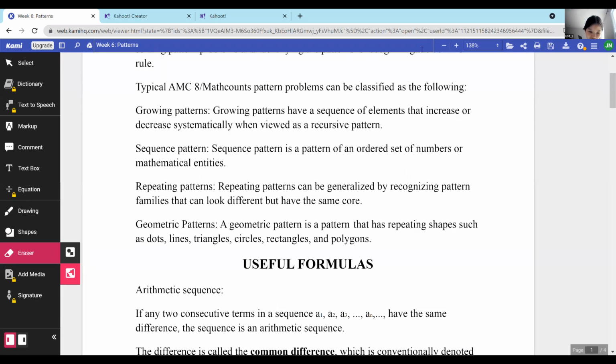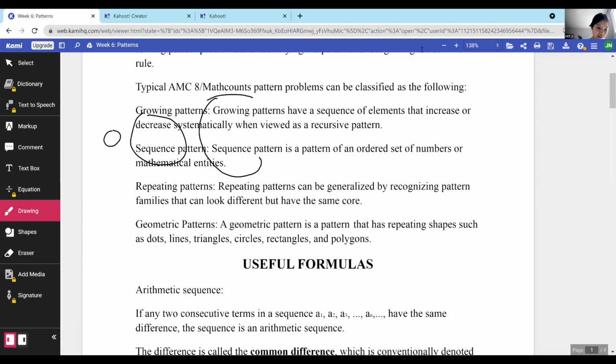Growing patterns have a sequence of elements that increase or decrease systematically when viewed as a recursive pattern. And you can see this doesn't have to necessarily be with numbers. For example, you could do circles that get progressively bigger. That's also a growing pattern.